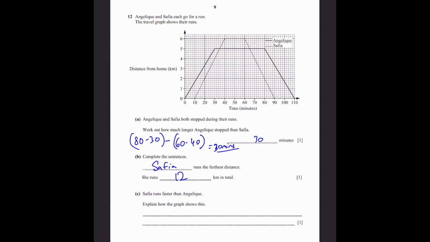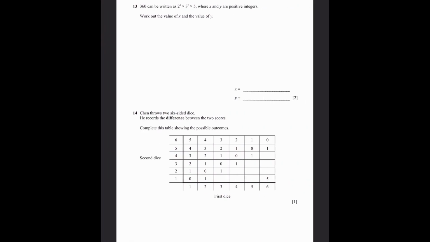C. Safia runs faster than Angelique. Explain how the graph shows this. We can see that Safia runs a larger amount of distance in less time than Angelique, so we can just write that. Safia runs more distance in less time than Angelique, and that's why the graph shows it. That's the answer.